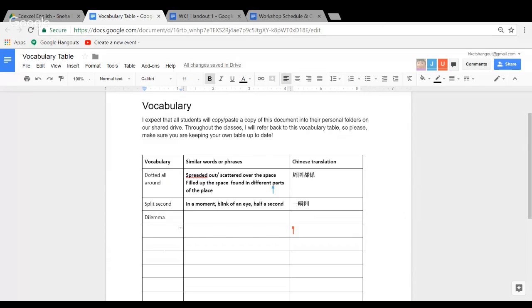Okay, let's do a split second. What do you guys think? You mean the Chinese? Yeah. What does it mean? Short. Just very short second. Very short, yeah? So this first character here is one.